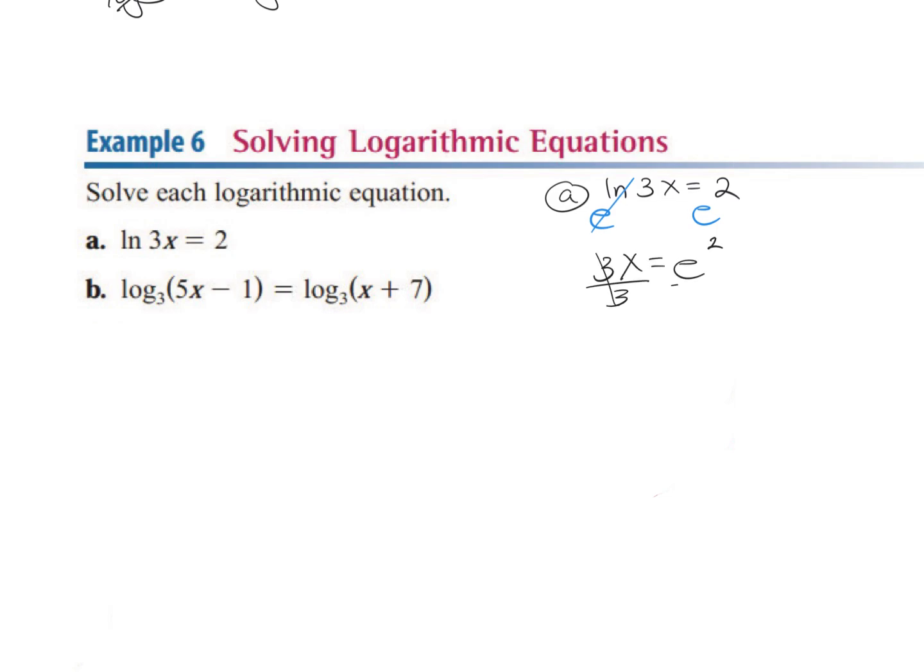Then I'll divide by 3, and you would get x is equal to e to the second power over 3. This is how you would do it on your calculator: you do e to the second power, and then you hit the divide button by 3. You would get x is equal to 2.463.